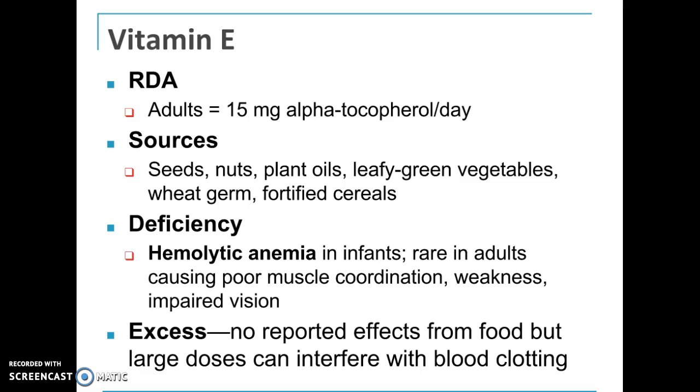RDA is 15 milligrams of alpha tocopherol a day. There are other forms of vitamin E as well, and that one specifically is the essential one in our diet. Sources: seeds, nuts, plant oils, leafy greens, wheat germ, and fortified cereal. Deficiency can cause hemolytic anemia in infants. Deficiency is rare in adults, but often we aren't getting quite enough vitamin E for adequate antioxidant function. And large doses can interfere with blood clotting if you're taking supplements, but there's no reported effects from food.